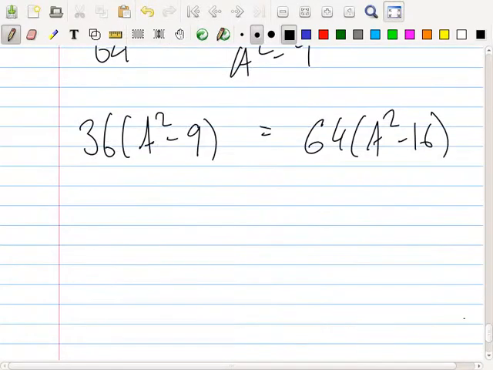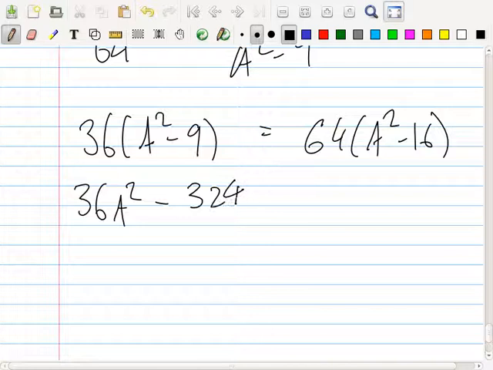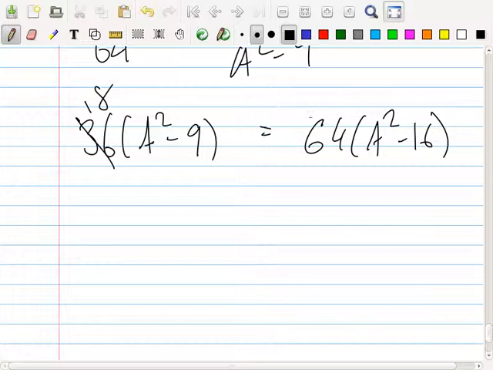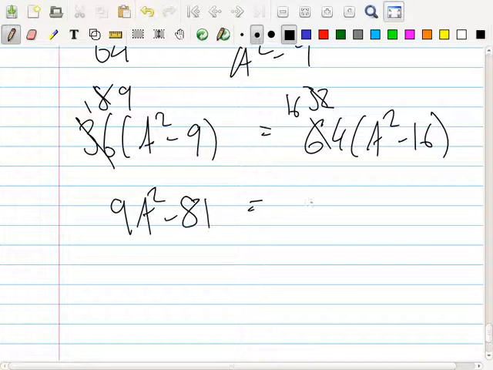Okay. So I get 36 a squared minus 324 equals 64 a. No, I don't want to be silly here. I should simplify it before multiplying it out. So here I can cancel this down: 9 over 16, so 9 times a squared minus 9 equals 16 times a squared minus 16. That gives 9a squared minus 81 equals 16a squared minus 256.